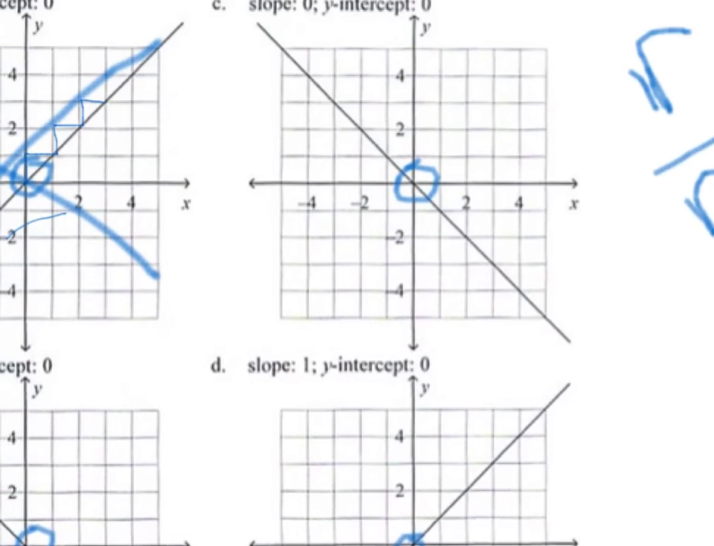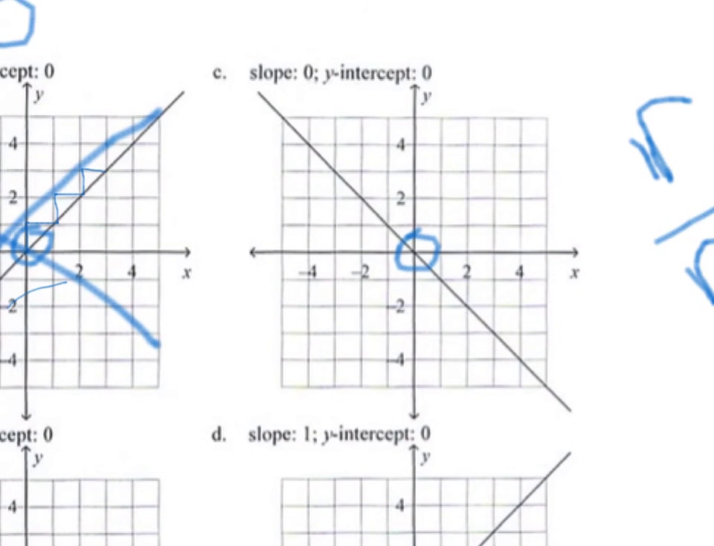We'll look at C here. This says a slope of 0 and an intercept of 0. So slope of 0 would mean I don't go up or down, and that would look like this. So a straight line. That doesn't work. So it's not C. Bye-bye, C.